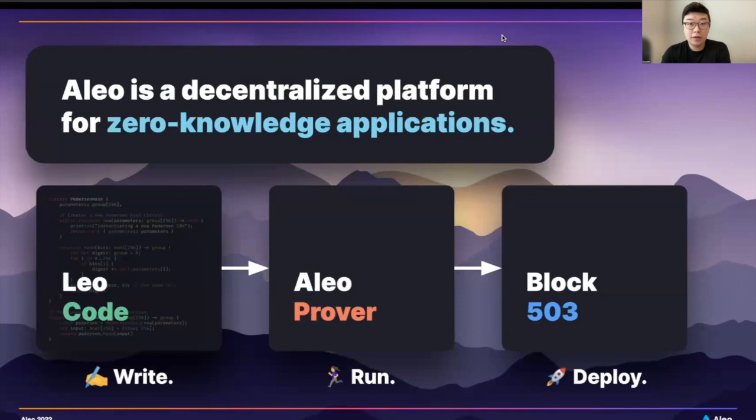And so with that, we've built up this model where we introduced this language called Leo. Leo is a very high level syntax. It looks and feels a little like TypeScript or Rust. I'll show you that in just a minute. We then have this execute on a prover, which you can run yourself. It can be a binary as well as a hosted service, depending on your computing needs. And then lastly, it's deployed on chain, finalized and settled into blocks.